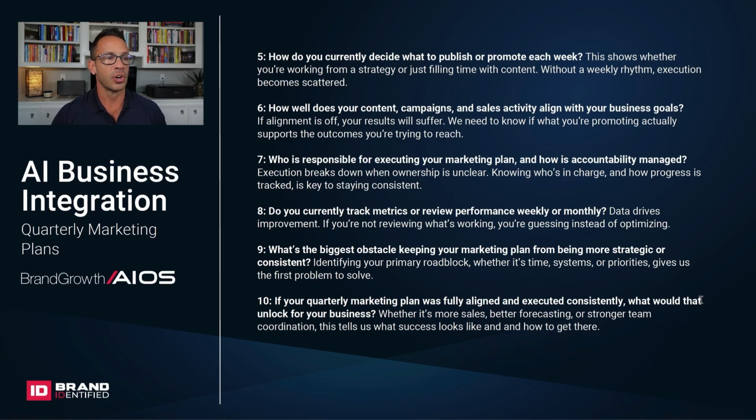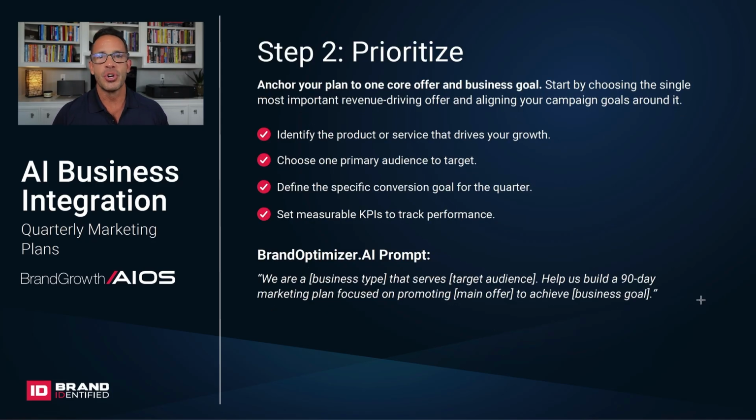Question number 8, do you currently track your metrics or review the performance weekly or monthly? Data drives improvements. If you're not reviewing what's working, you're guessing instead of optimizing. Question number 9, what's the biggest obstacle keeping your marketing plan from being more strategic or consistent? Identifying your primary roadblock, whether it's time, systems, or priorities, gives us the first problem to solve. And then finally, question number 10 here is, if your quarterly marketing plan was fully aligned and executed consistently, what would that unlock for your business? Whether it's more sales, better forecasting, or stronger team coordination, this tells us what success looks like and how to get there.